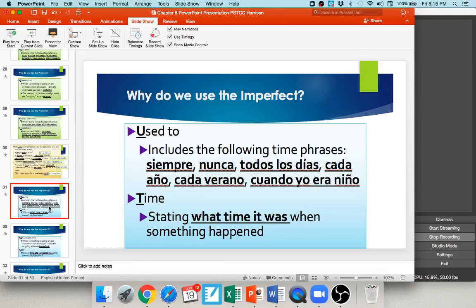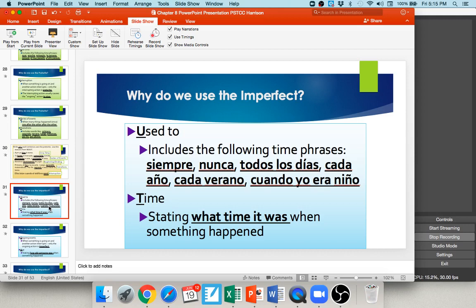Well, now let's talk about the imperfect. So you have BOIST as your acronym for the preterite. For the imperfect, you have the acronym UTOAD, you ugly old toad, you toad, U-T-O-A-D. Okay, the U in UTOAD stands for used to.